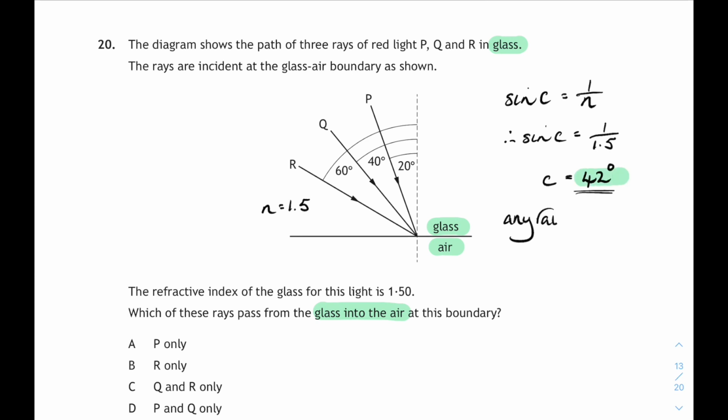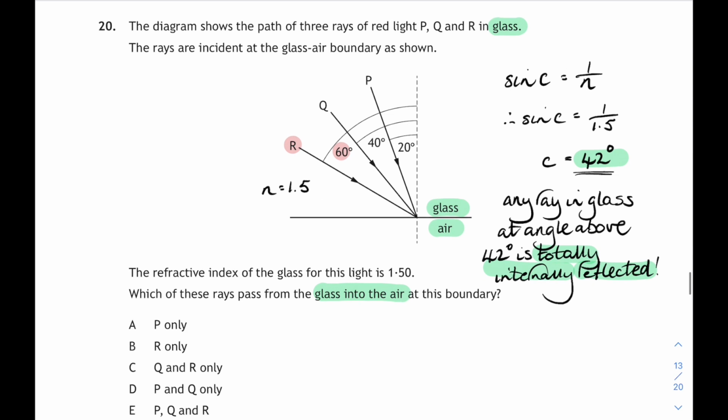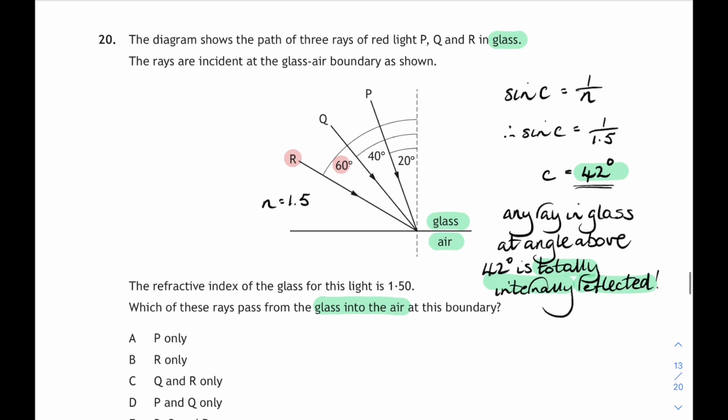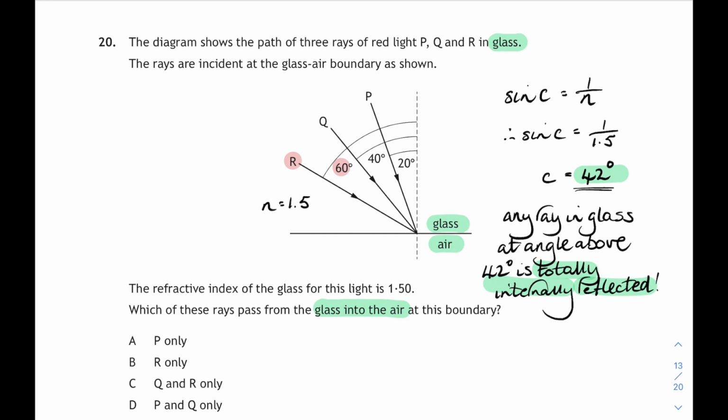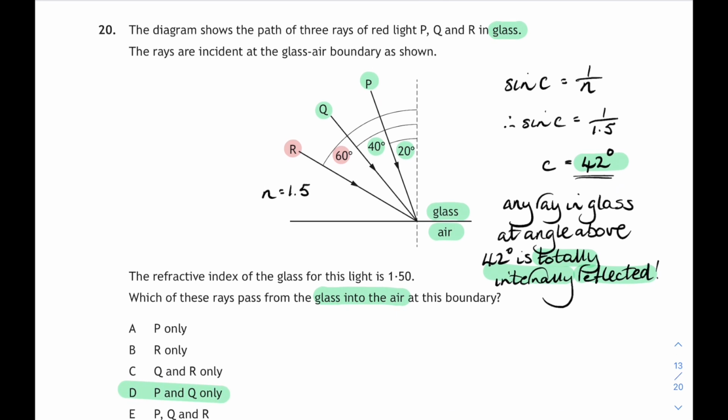Now what that means is that any ray above 42 degrees in the glass is totally internally reflected. So the 60 degree ray in the glass will not be refracted back out again. So it won't pass from glass into air. The 40 degree one and the 20 degree one are below the critical angle, so they will both pass from the glass back out into the air again. So P and Q only, that's 20D.